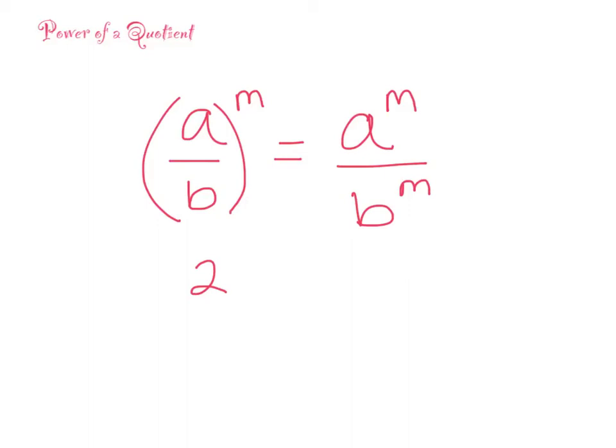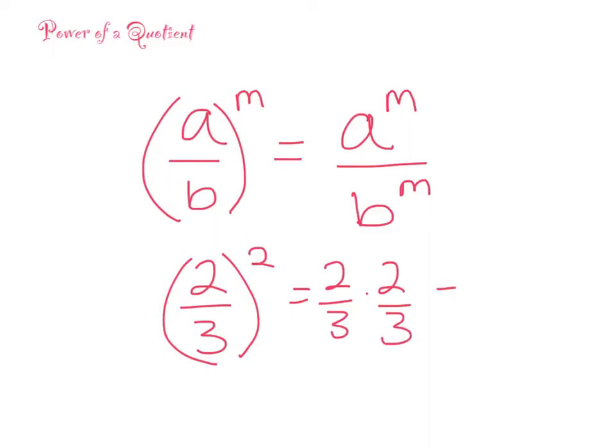For example, 2/3 squared. That's like doing 2/3 times 2/3, which is the same thing as doing 2 squared over 3 squared. Either way, you get 4/9.